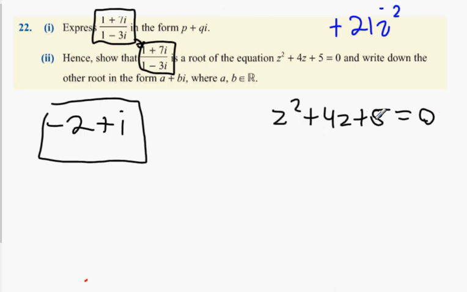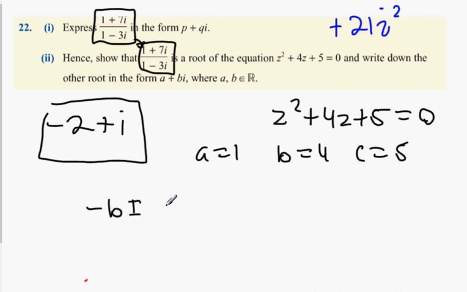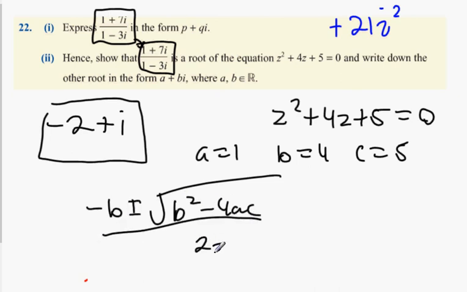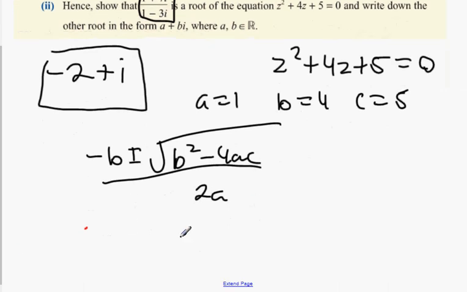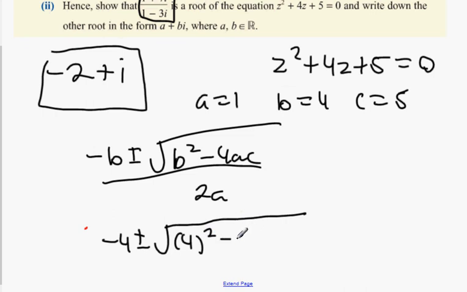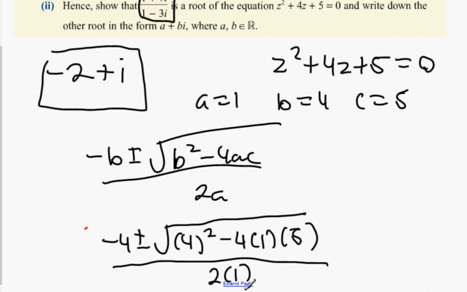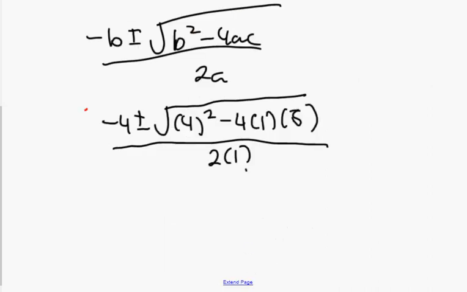So what we're going to do next is say a is 1, b is 4, and c is 5. Then we have minus b plus or minus the square root of b squared minus 4ac, all over 2a. Okay, so Peter, what's minus b? It's minus 4. Minus 4 plus or minus the square root of 4 squared minus 4 bracket 1 bracket 5, all over 2 bracket 1.